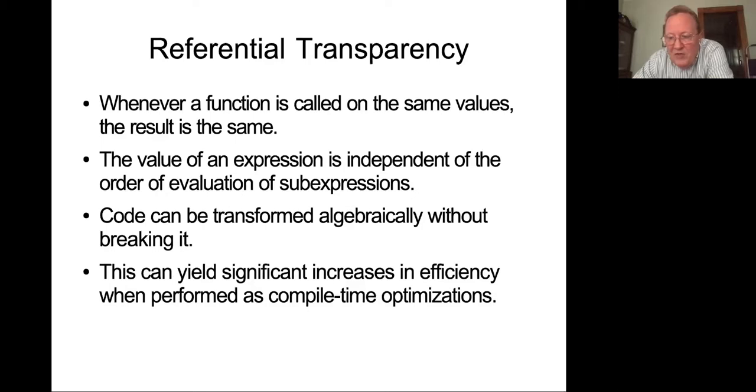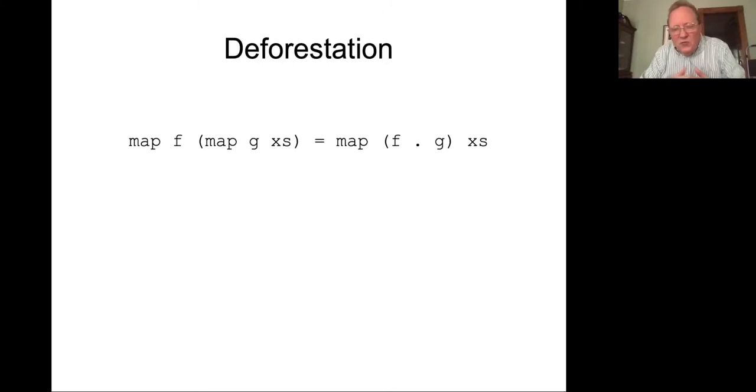So let me give you an example of what one of these transformations might look like. And this is just one of probably hundreds that would appear in something like GHC, the Haskell compiler. This particular transformation is called deforestation. What you can see is I have a data structure, which is Xs, and I'm mapping a function g across the Xs, and that produces a new instance of the data structure. And then I'm mapping a second function f across the result.